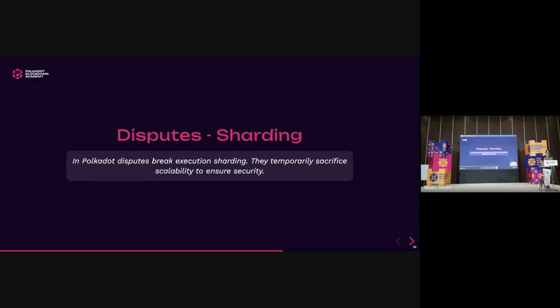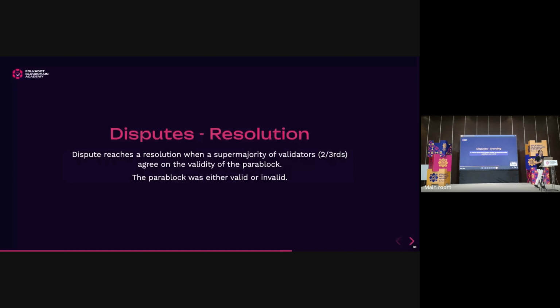And as I mentioned, disputes break sharding. That's why we really have to be cautious when we start disputes. It's a major event. In Parity, we have bots that track if there's a dispute happening in Polkadot or Kusama, and every time there's a dispute, everyone's like, okay, alarm, something is happening. Either it's malicious or it's some kind of a bug. We have to investigate. We have to see what is happening.